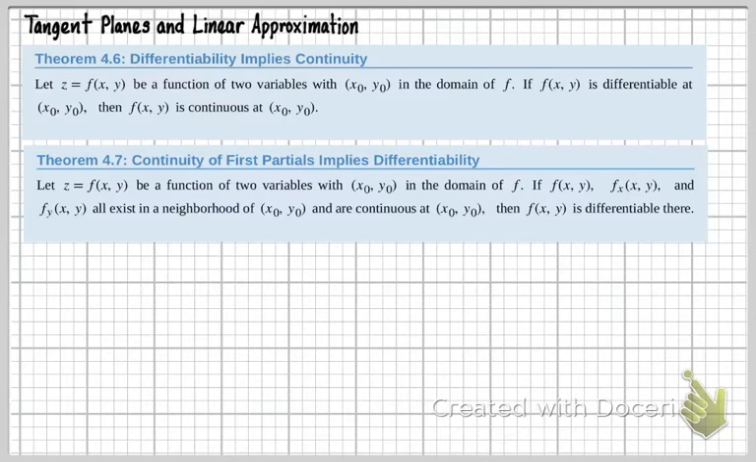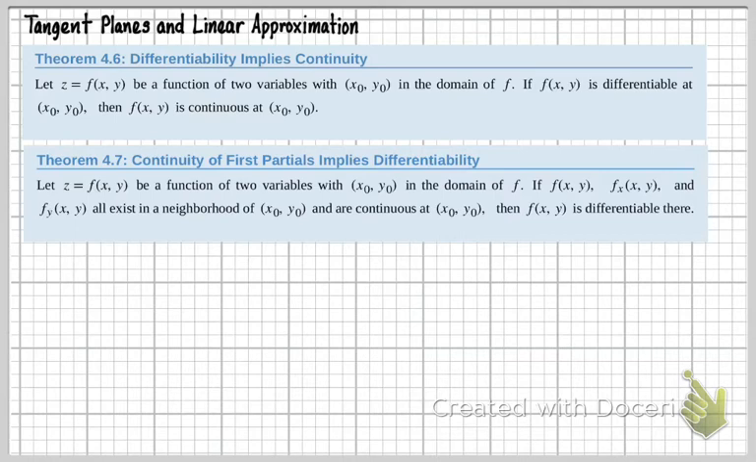So what this is saying is, if f(x,y), fx, fy all exist in a neighborhood of (x0, y0) and are continuous at (x0, y0), then f is differentiable. So if the partials exist and are continuous, and they all exist around (x0, y0), then it's differentiable. So it's really getting at the idea that if the partials are continuous, then we can talk about differentiability.